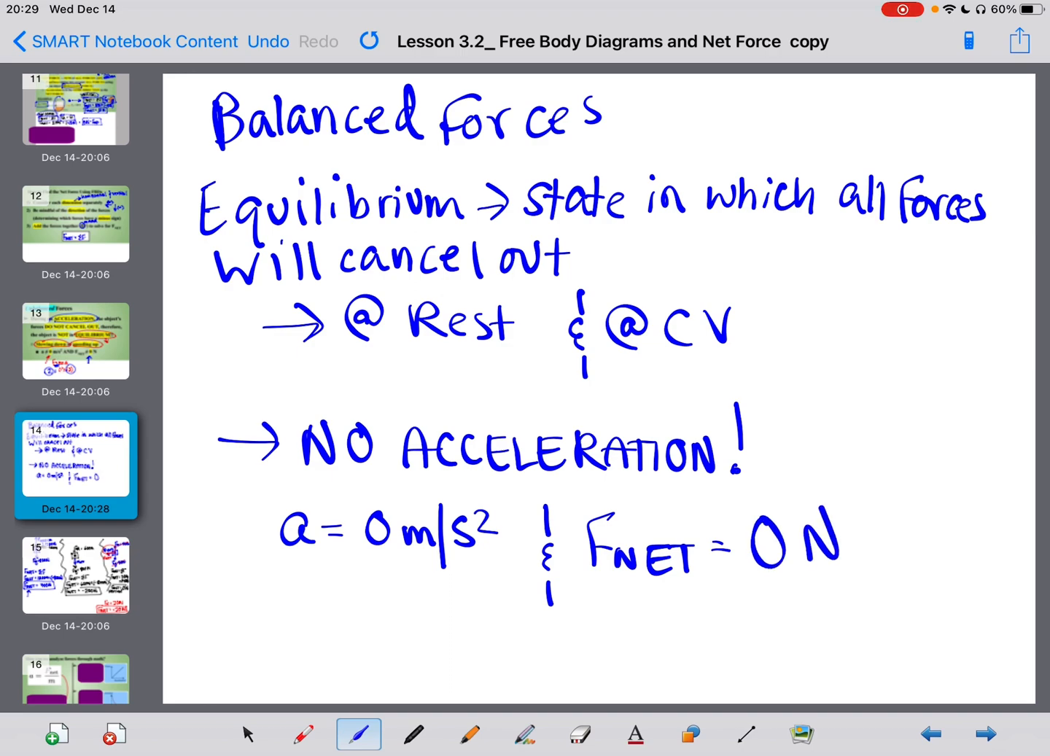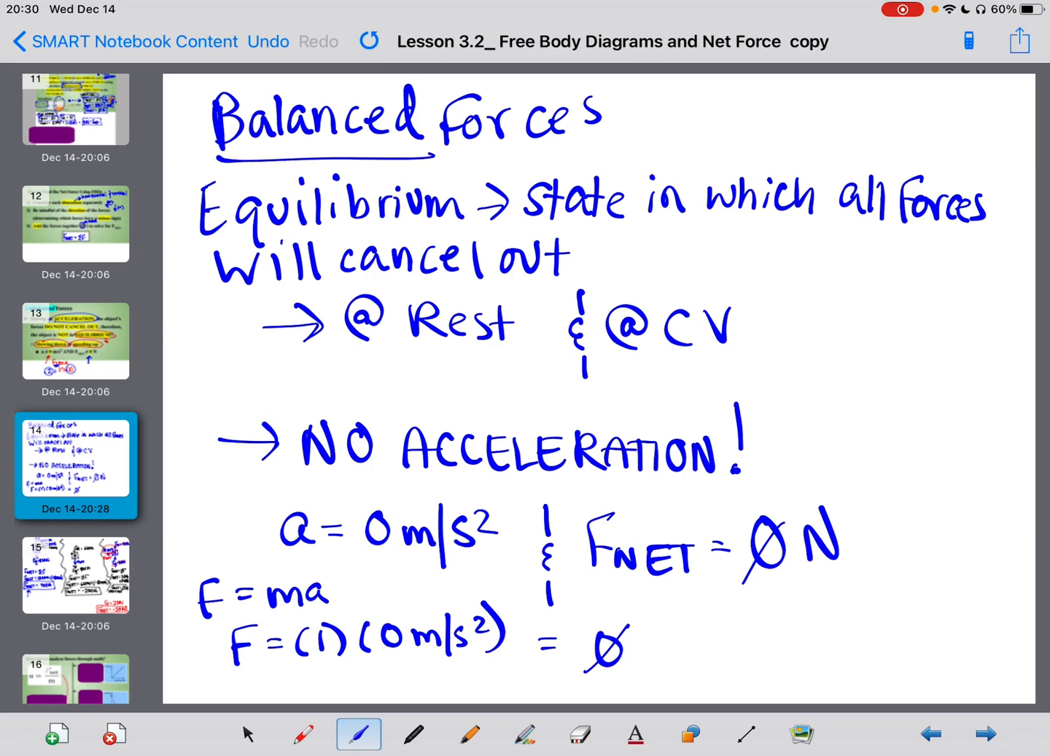How we can prove that mathematically, if you use F equals ma, we can make the mass 1. If I make the acceleration 0 meters per second squared, any number times 0 is going to be 0. So that's why we can say that's true. And that's for balanced forces. Balanced just means that they're all equal. Unbalanced means that they're not all equal.